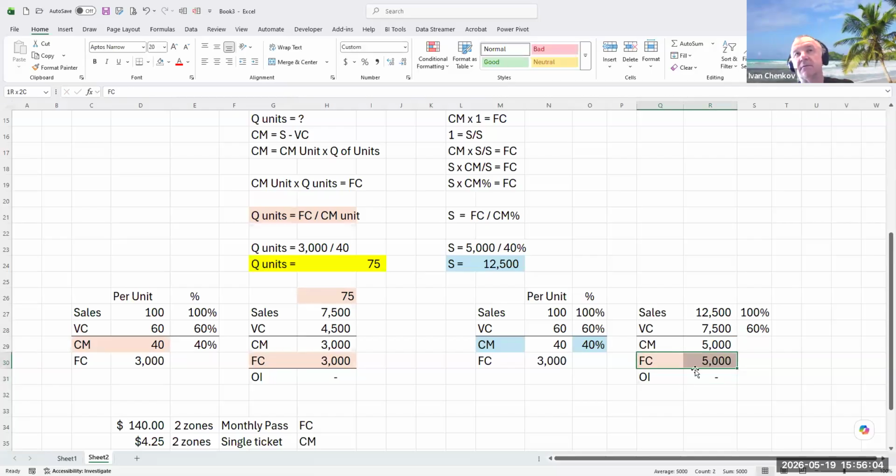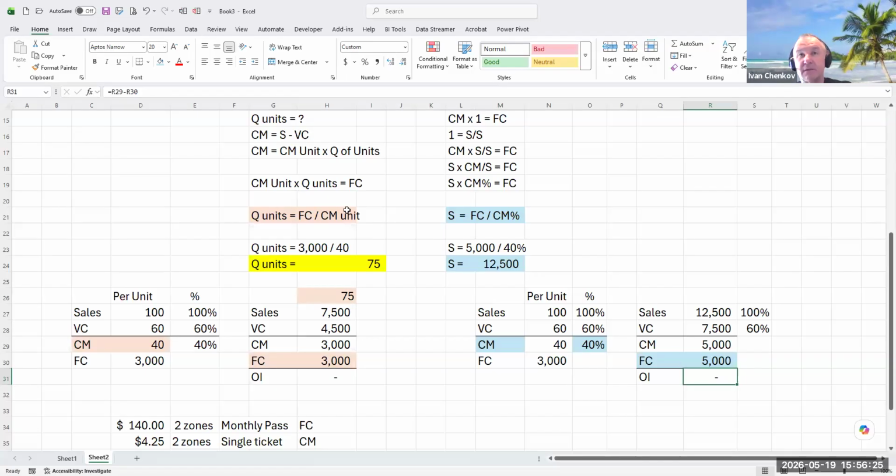Obviously, it is. So what does that mean? That means this formula works. So this is the second formula, which is important for you to know. How can I get the sales at the break-even point? Simply divide fixed costs by the contribution margin.